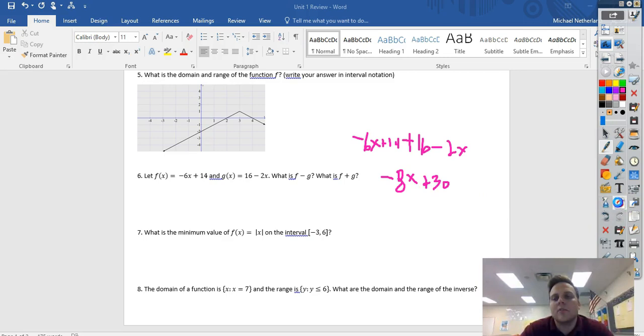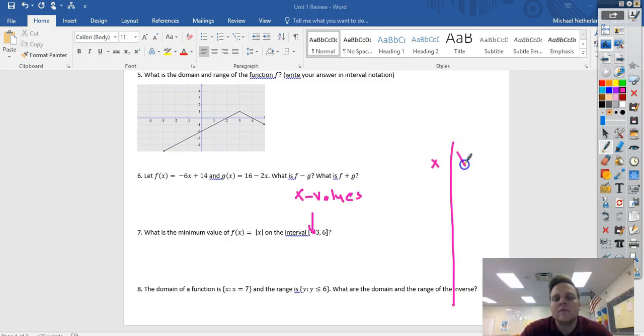Okay? Alright, number 7. Number 7 says, what is the minimum value of f of x is equal to the absolute value of x on the interval from negative 3 to 6? Remember, the interval here, these are all x values. From negative 3 to 6, these are all x values. So in fact, you can make yourself an xy table, and you could say negative 3, negative 2, negative 1, 0, 1, 2, 3, 4, 5, 6.